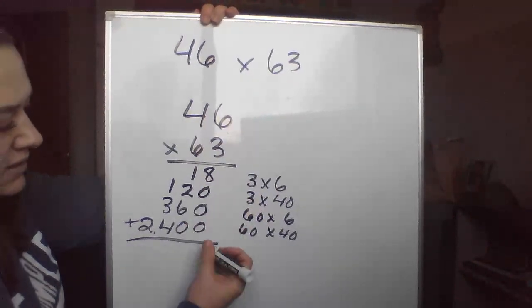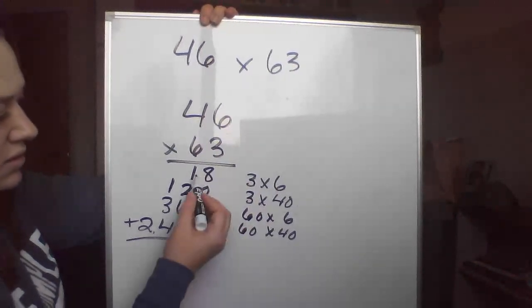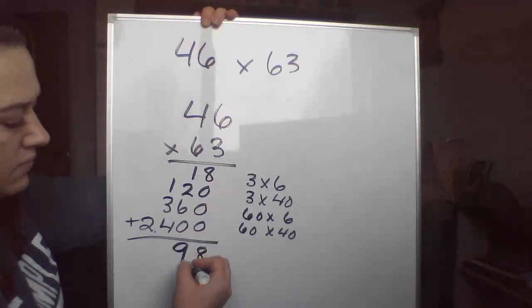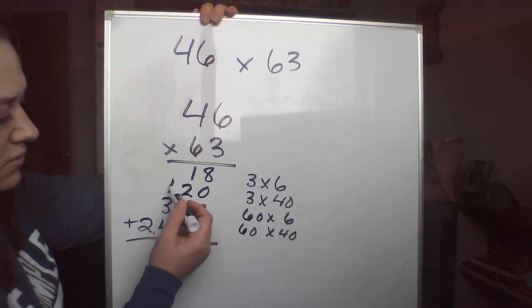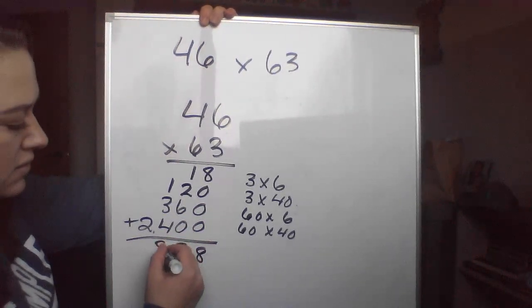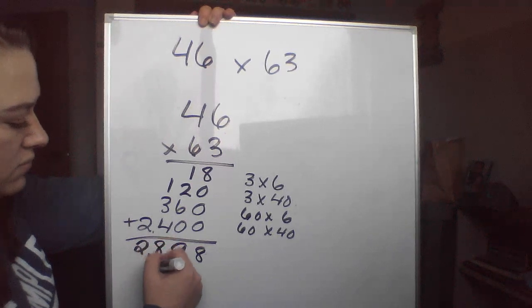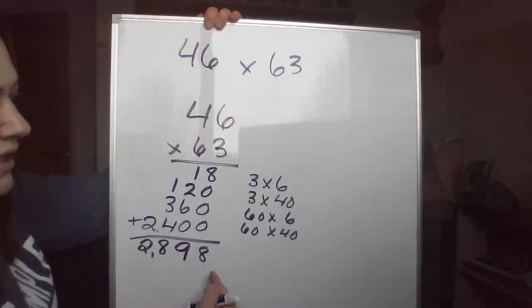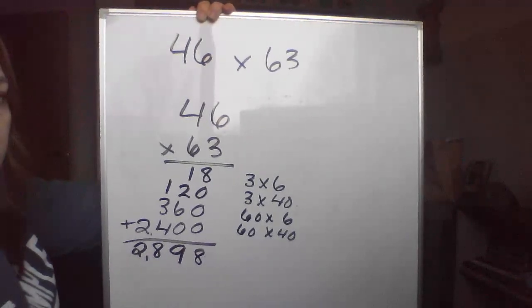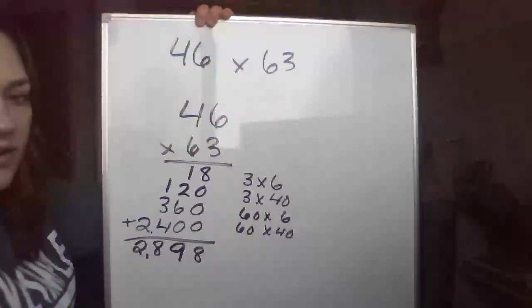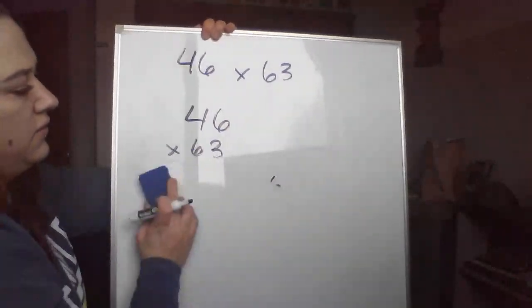So we've got 8. 1 plus 2 is 3, plus 6 is 9. 1 plus 3 is 4, plus 4 is 8, and 2. So our final product is 2,898. Okay. All right, let's do one more that way, and then we will be done for today.